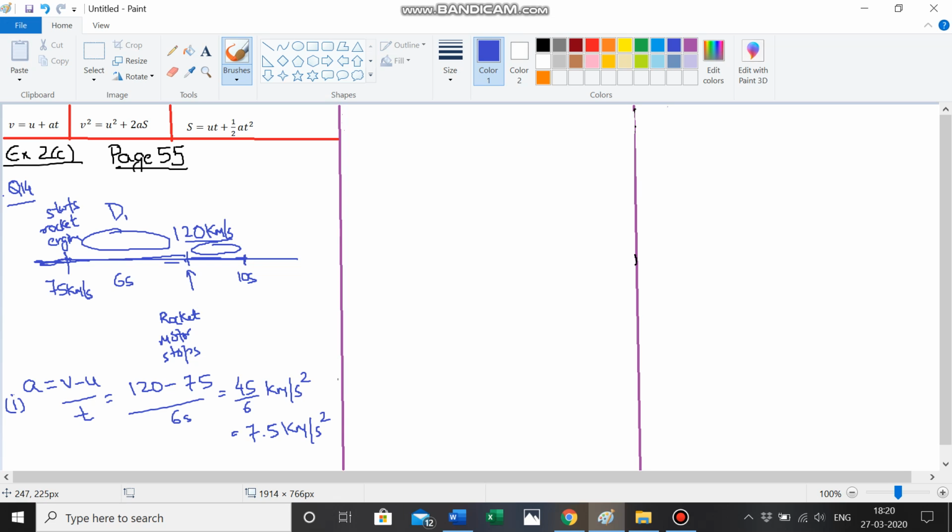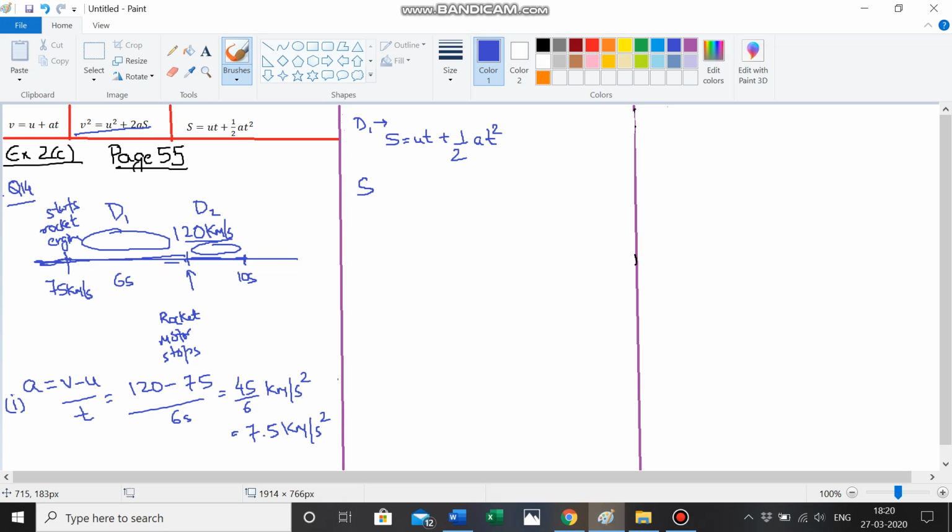So let this be distance 1, let this be distance 2. For distance 1, we know the formula v is equal to u plus at. That doesn't give me distance. V square is equal to u square plus 2as, well, that can give me the distance. And even the other one, which is s is equal to ut plus half at square. So let's use s is equal to ut plus half at square. This is for my first part of the distance.